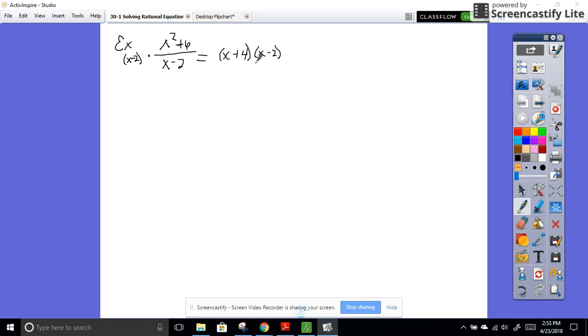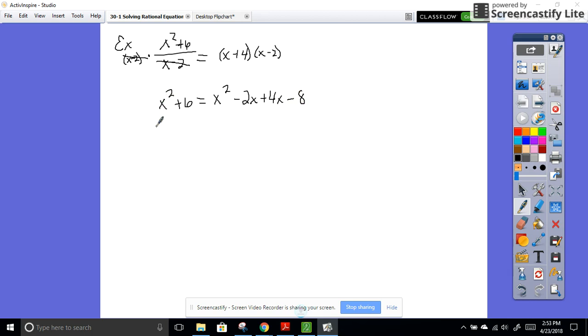Understand that we need to put that in parentheses because we're going to do FOIL. This x minus 2 and that x minus 2 cancel out. So I'm left with x squared plus 6 equals, I'm going to do FOIL, x squared minus 2x plus 4x, and then that is minus 8.